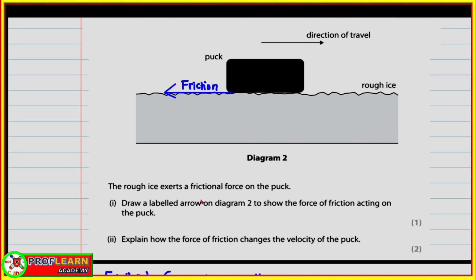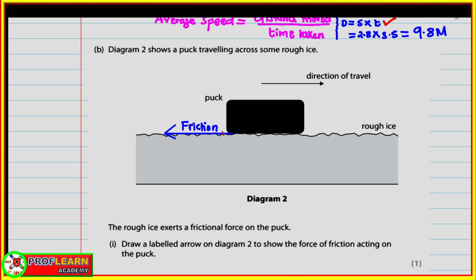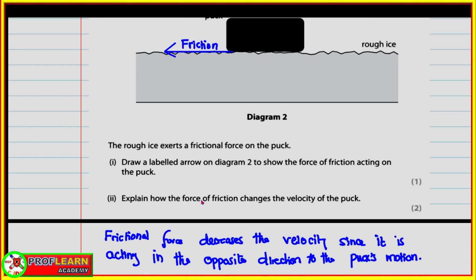In question 2, you are supposed to draw an arrow to show the force of friction. Force of friction is going to be acting to the left. So friction force will be a force that is acting towards the left. And you are supposed to draw an arrow that is acting toward the left for you to show how friction is acting.